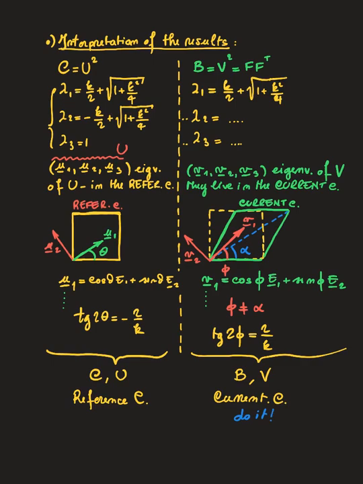I just want to remark one thing, that you probably already did this with Michel: when we work in the reference configuration, you normally talk about the Lagrangian description. And when you work instead on the current configuration, this is called Eulerian. So for this reason, the tensors C and U refer to a Lagrangian description of the deformation, and the tensors B and V instead refer to a Eulerian description of the deformation.